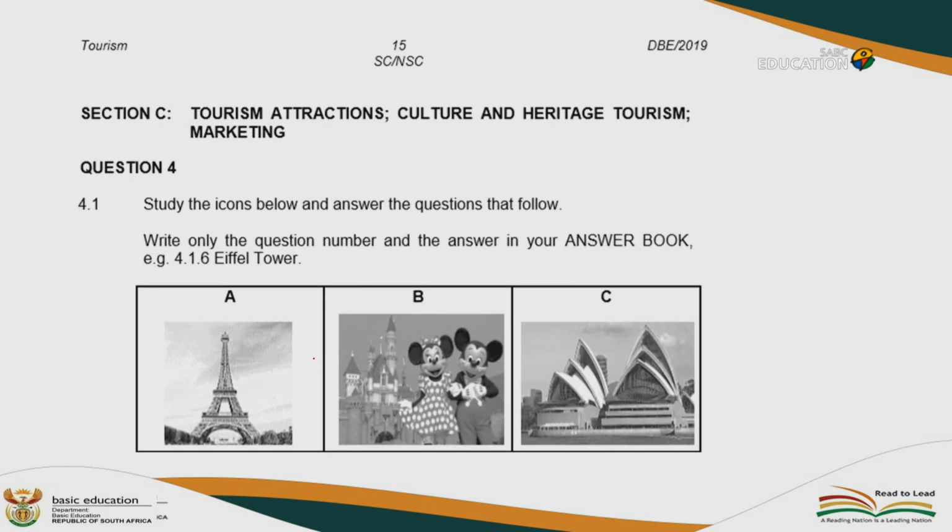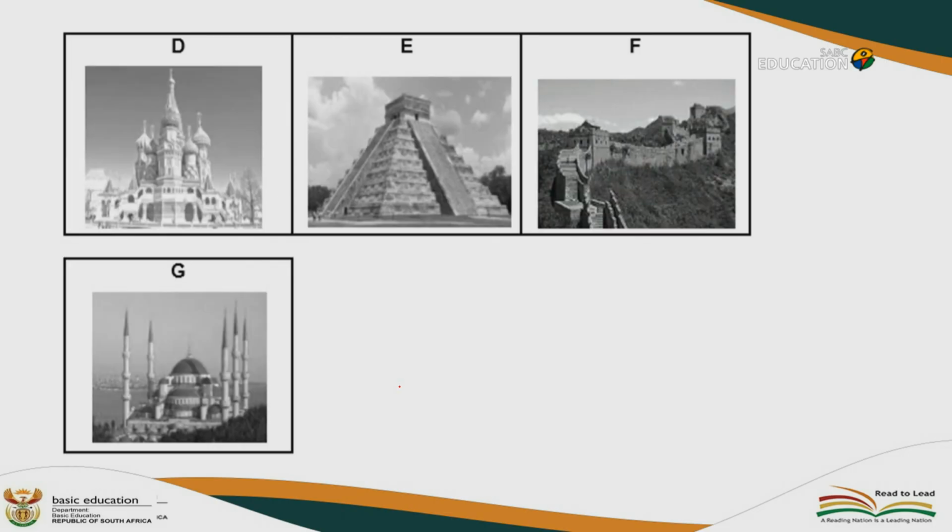Sometimes we are given this, especially in Section C, where tourism attractions, culture and heritage tourism and marketing. You will be given a question like this: study the icon below and answer the questions that follow, and write only the question number and the answer. Look, you are given this picture, this picture, this picture. They say you study it. After studying it, there will be questions that follow.